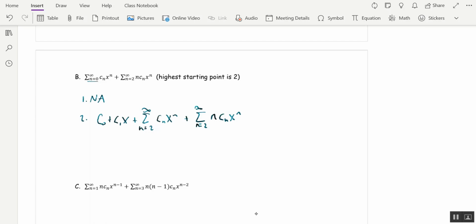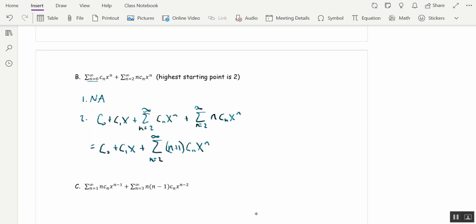And now I can combine. This is C naught plus C1x, plus a single summation sign, n equals 2 to infinity, and my coefficient will be (n plus 1) Cn x to the n.